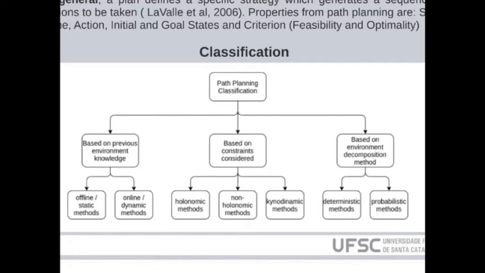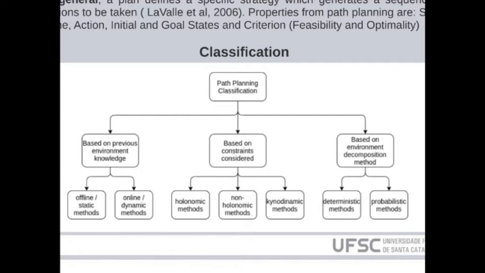Here's just a classification of path planning, based on constraints, based on previous environment knowledge: offline methods and online dynamic methods. In the offline methods you have a previous map, for example. In an online method you don't have the previous map. With RRTs, usually you don't have a previous map, they just look very quickly for the solution without a map.